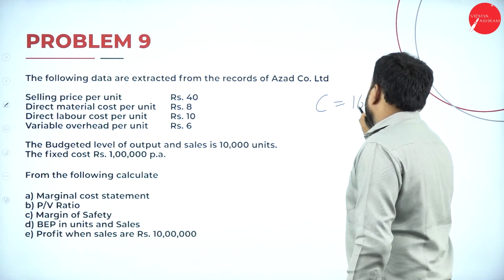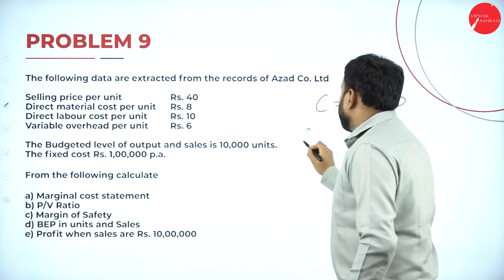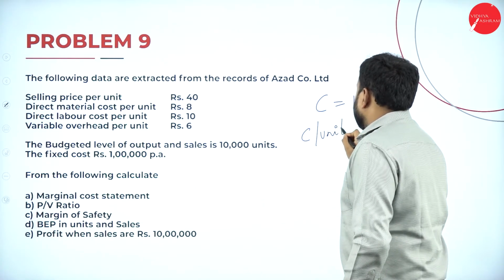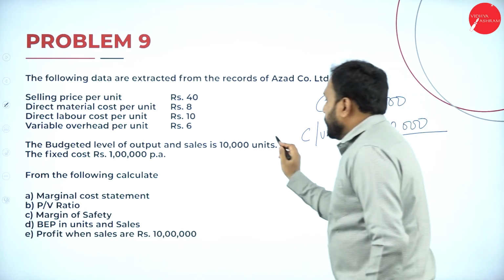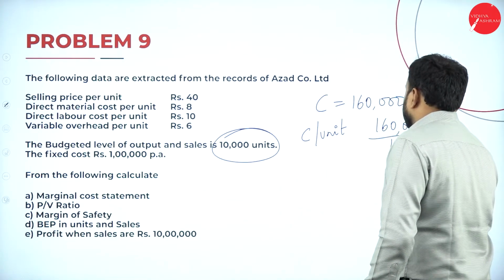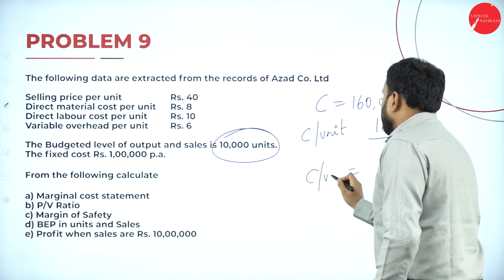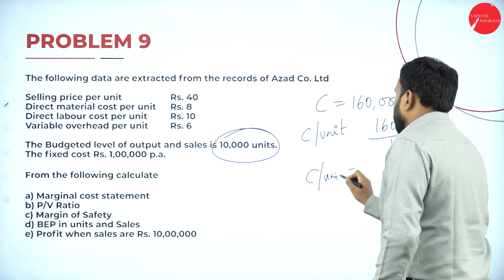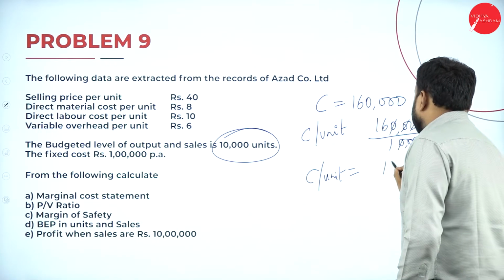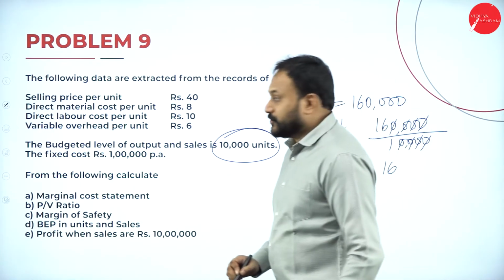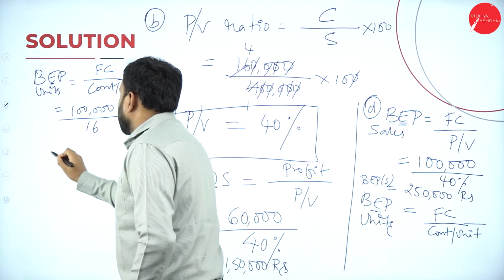Contribution is equal to 1,60,000. How to find the contribution per unit? That means 1,60,000 divided by the units produced and sold. So here it is 10,000. So contribution per unit is equal to 16. Next we will write here, divided by 16 is equal to.